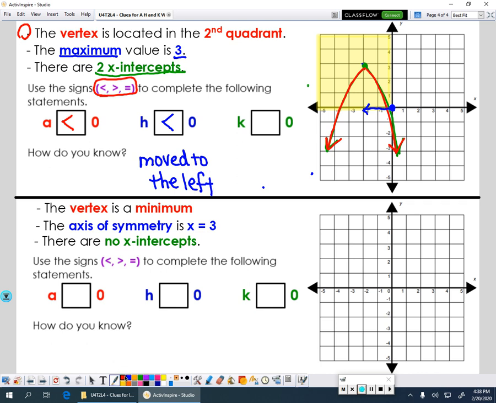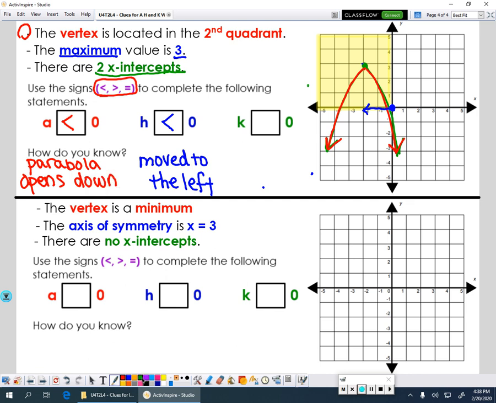I'm going to do the same thing here for my A value. I know A is less than 0 because the parabola opens down. And it opens down when the A value is negative. So in order to be negative, it has to be less than 0.